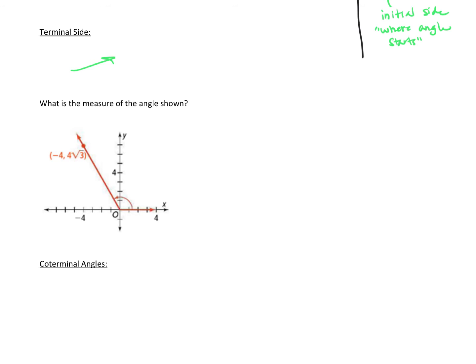So in order to find information on these, we are going to create a triangle. We're going to create a right triangle. So from that ordered pair, -4, 4√3, if we drop a line down to create a triangle, we have to go straight down. It's always to the x-axis. Make a note, always connect to the x-axis.